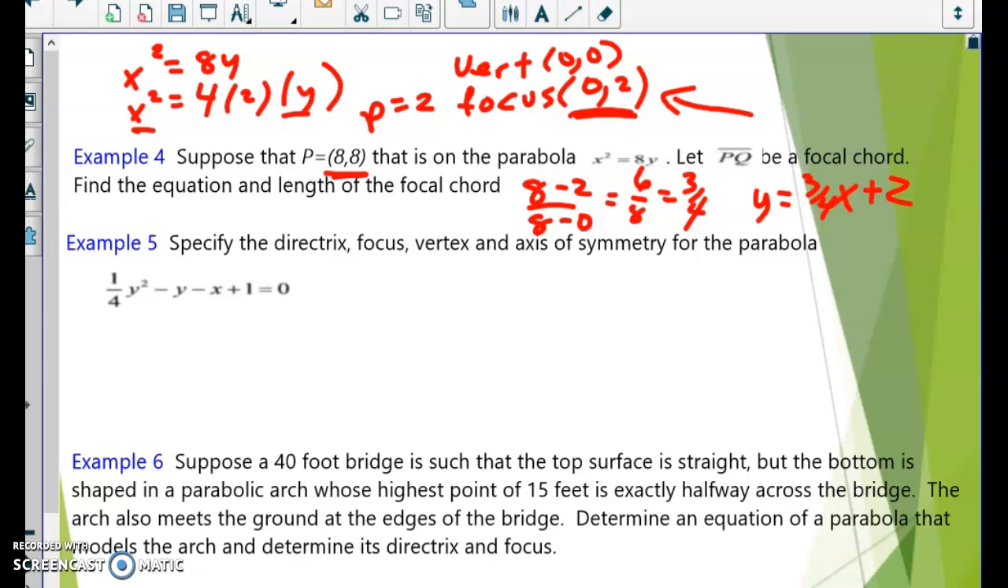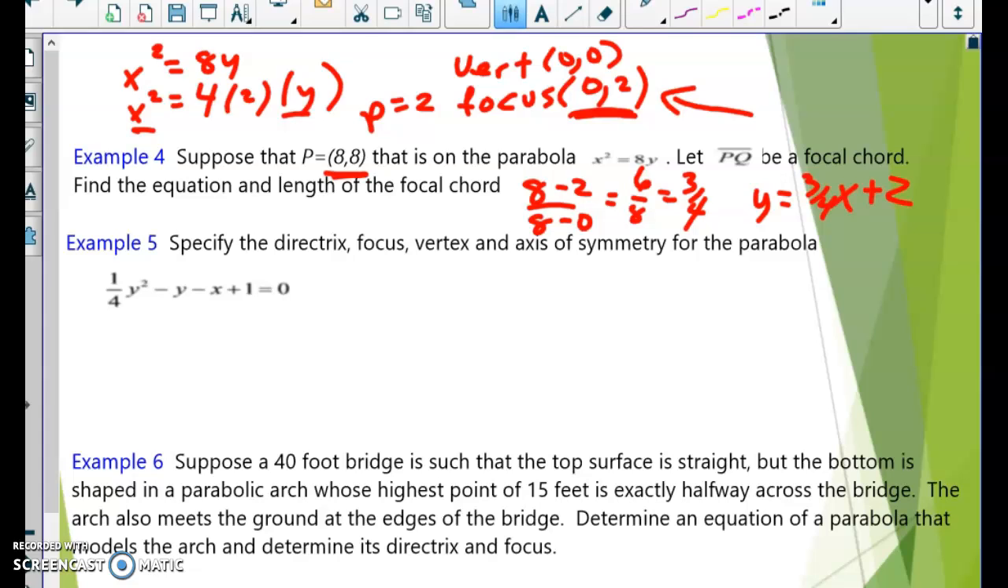I think I ran out of time on the last video, so let's take up where we left off. It says that we're trying to find a focal chord with the equation and the length of the focal chord. So we know that we have the point (8, 8). We know we have the equation of the parabola, and we figured out that if it goes through (8, 8) and it goes through the focus, which we said was at (0, 2), that would have to be on the line y equals 3/4 x plus 2.